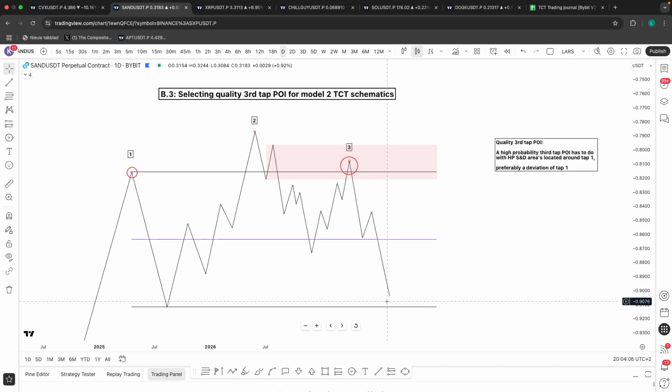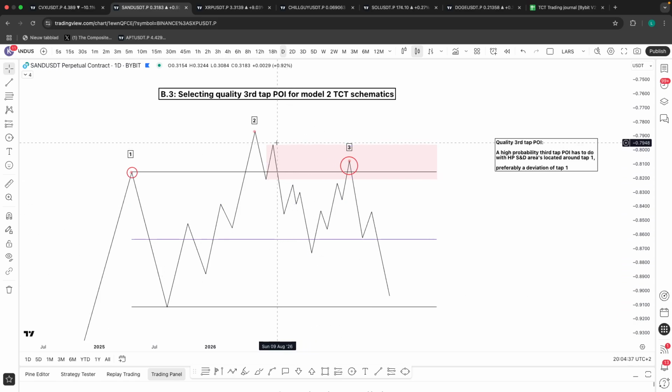And I came to the realization that our highest probability models, the highest probability third taps that look good, are usually always deviating tab 1, or at least at tab 1. They can be slightly underneath it sometimes if there's really no POI higher up that can also get tapped into. But the third tap POI is usually a deviation or at/around tab 1.